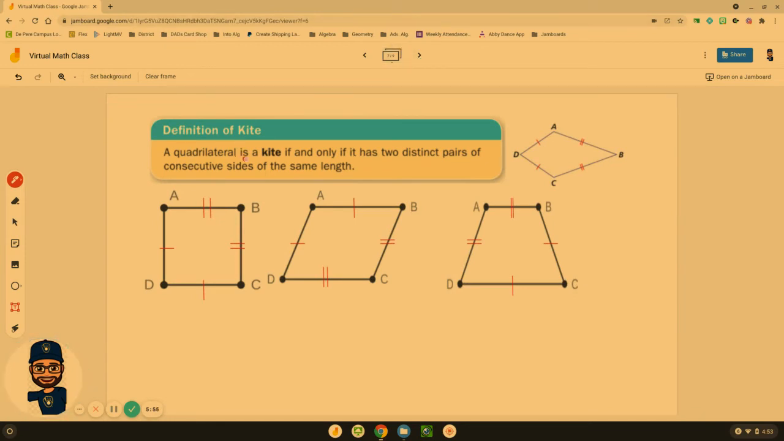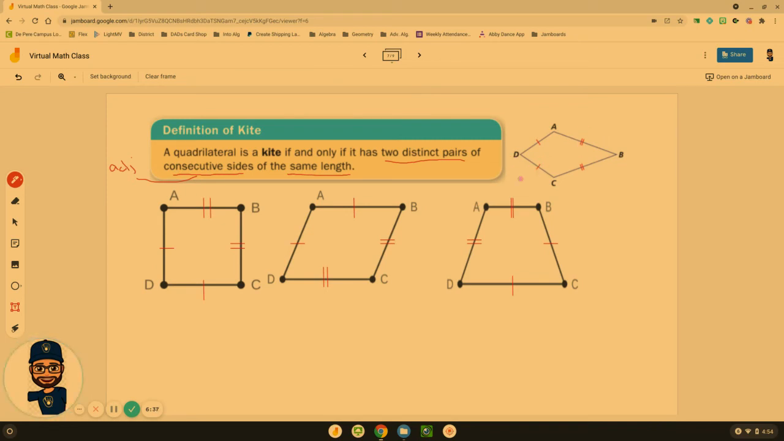A quadrilateral is a kite if and only if it has 2 distinct pairs of consecutive sides of the same length. Consecutive sides means adjacent, sides that are next to each other. And we need 2 sets of those, 2 distinct pairs of adjacent sides of the same length. So CD and AD, those are congruent. Then I have another set, AB and BC, those are congruent. So 1 set and 2nd set of sides are congruent, and they are next to each other.